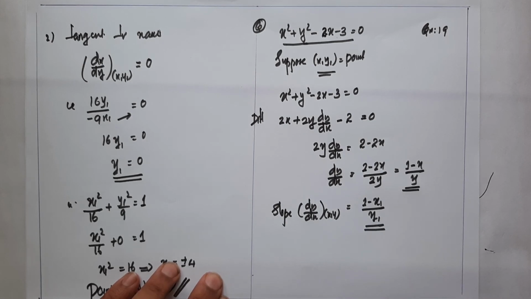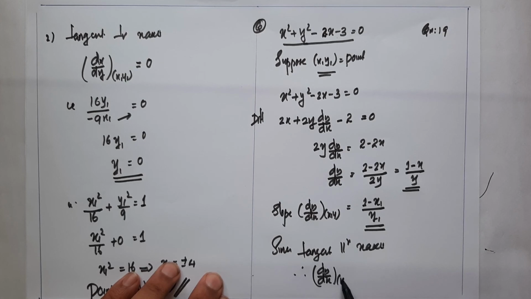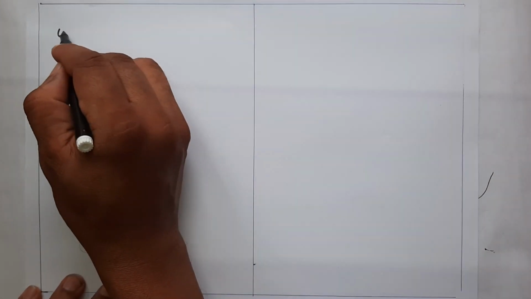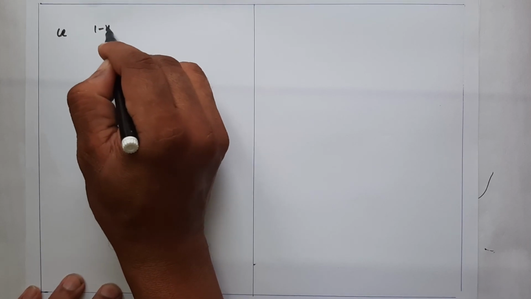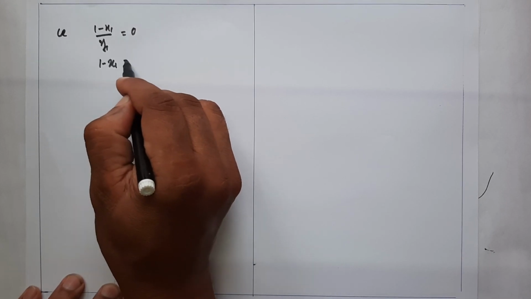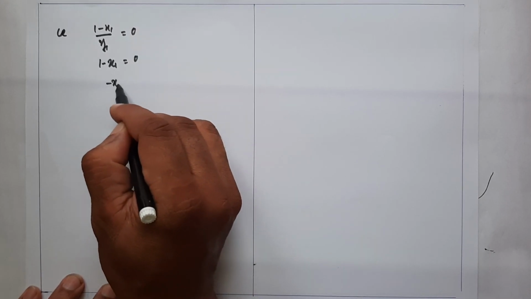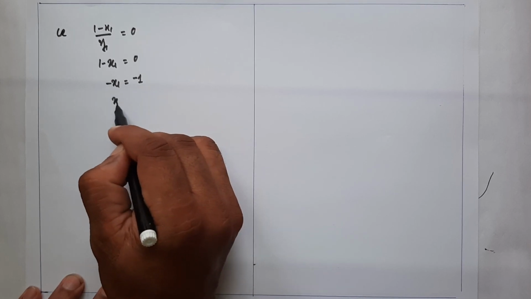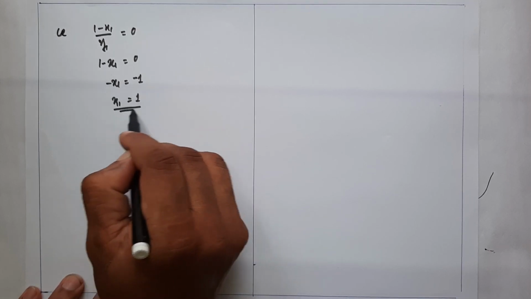Now the condition: the tangent is parallel to the x-axis. Since the tangent is parallel to the x-axis, the condition is dy by dx at x1 y1 is equal to 0. That is, 1 minus x1 divided by y1 is equal to 0. And therefore 1 minus x1 is equal to 0, minus x1 is equal to minus 1, so x1 is equal to 1.